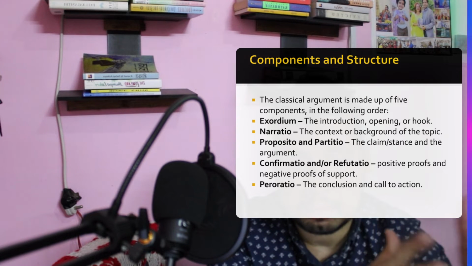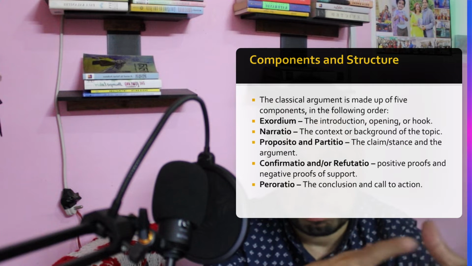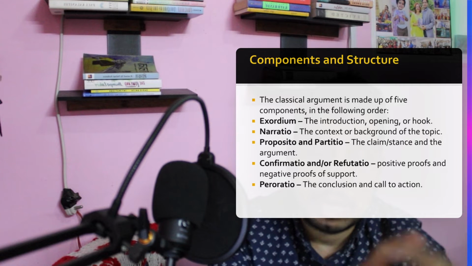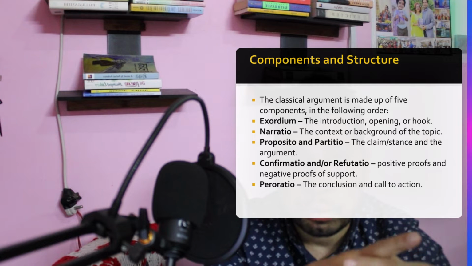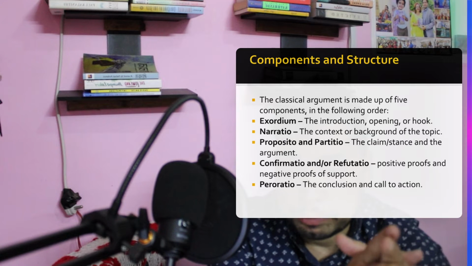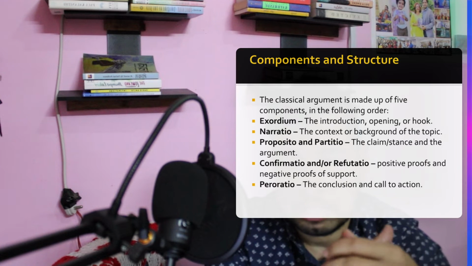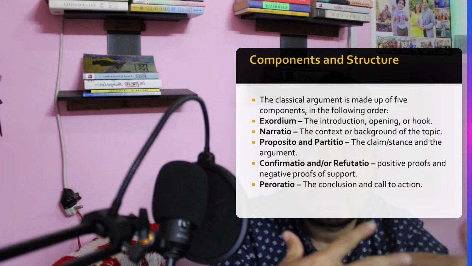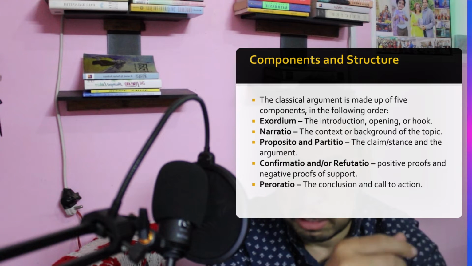There might be the negative and positive sides of the argument. That could be the two different stakeholders brought into play while making your claim or argument. And peroratio, the conclusion and call to action. That's how you wrap it up. So these are the components and the structure of rhetoric in the classical argument.